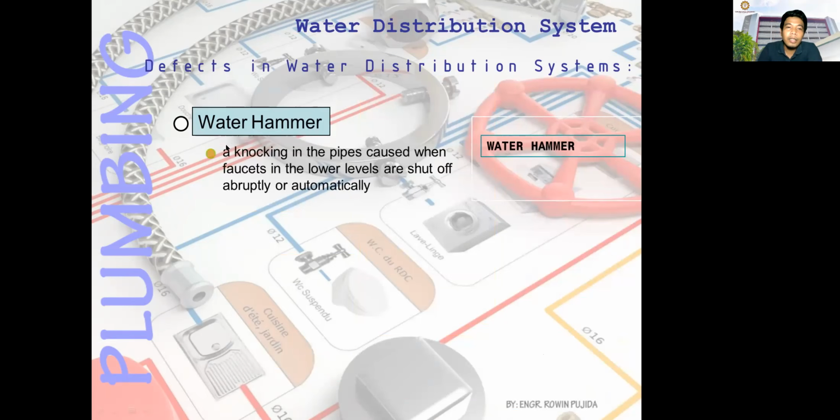First is water hammering. Sometimes you can experience this once your pipelines vibrate. That is water hammering, a knocking in the pipes caused when the faucets at the lower level are shut off abruptly or automatically. The force exerted by the decelerating water causes the pipes to shake and rattle.